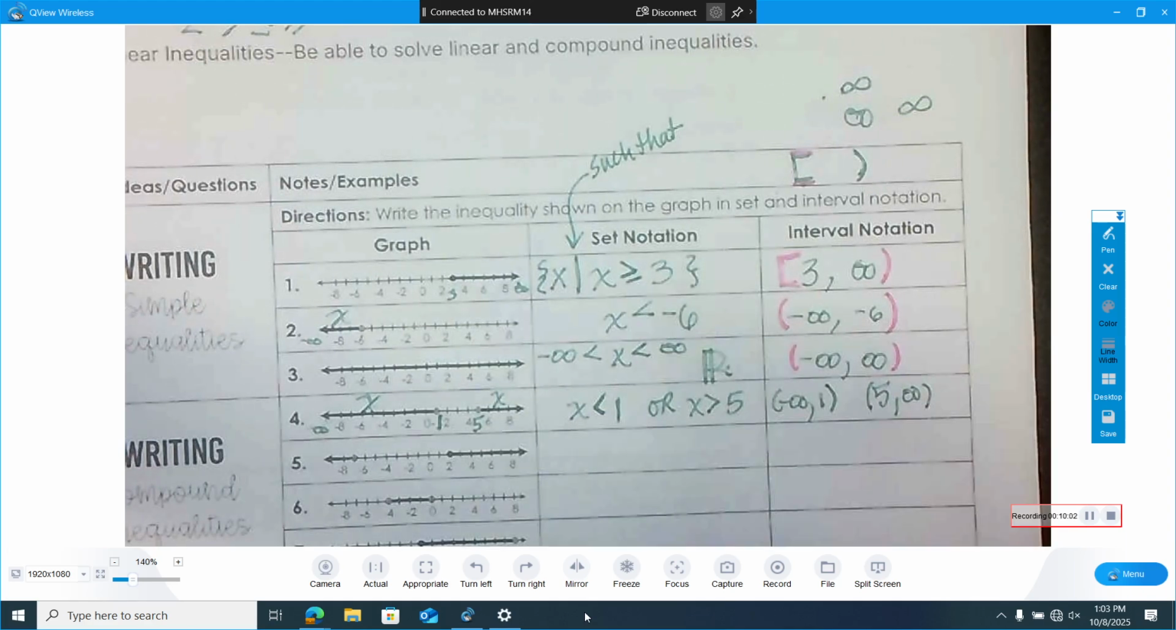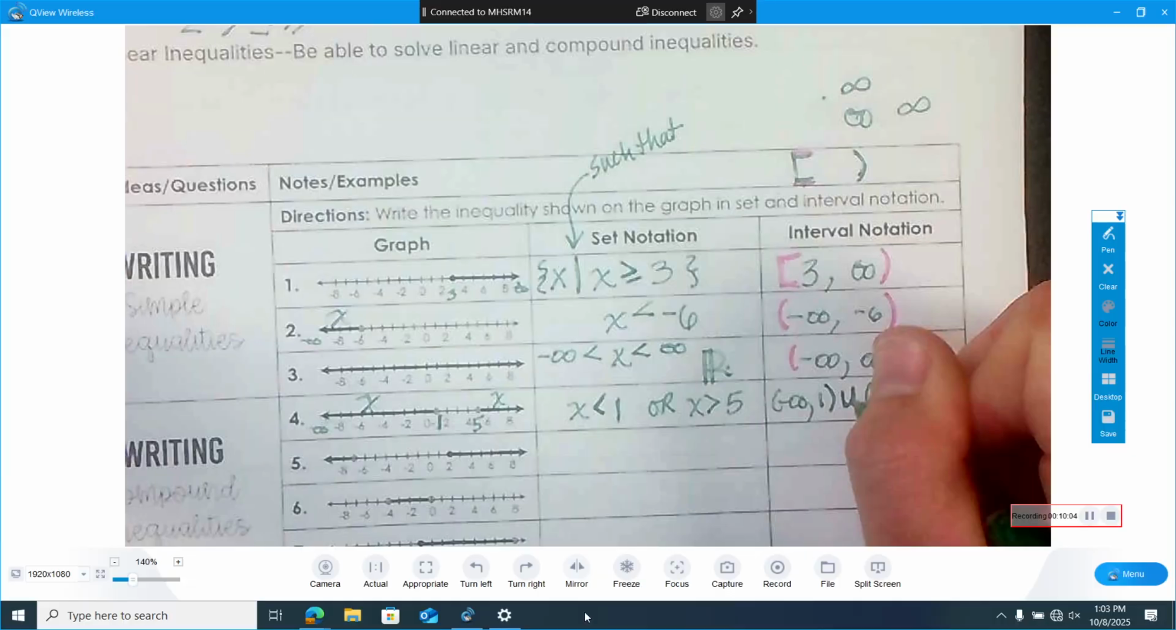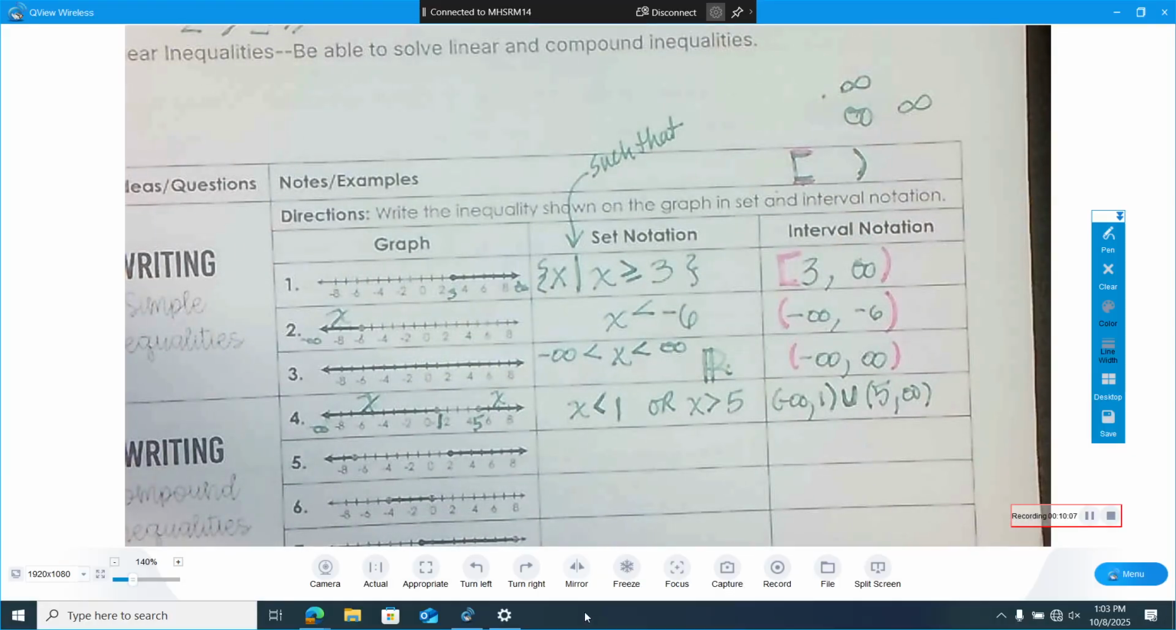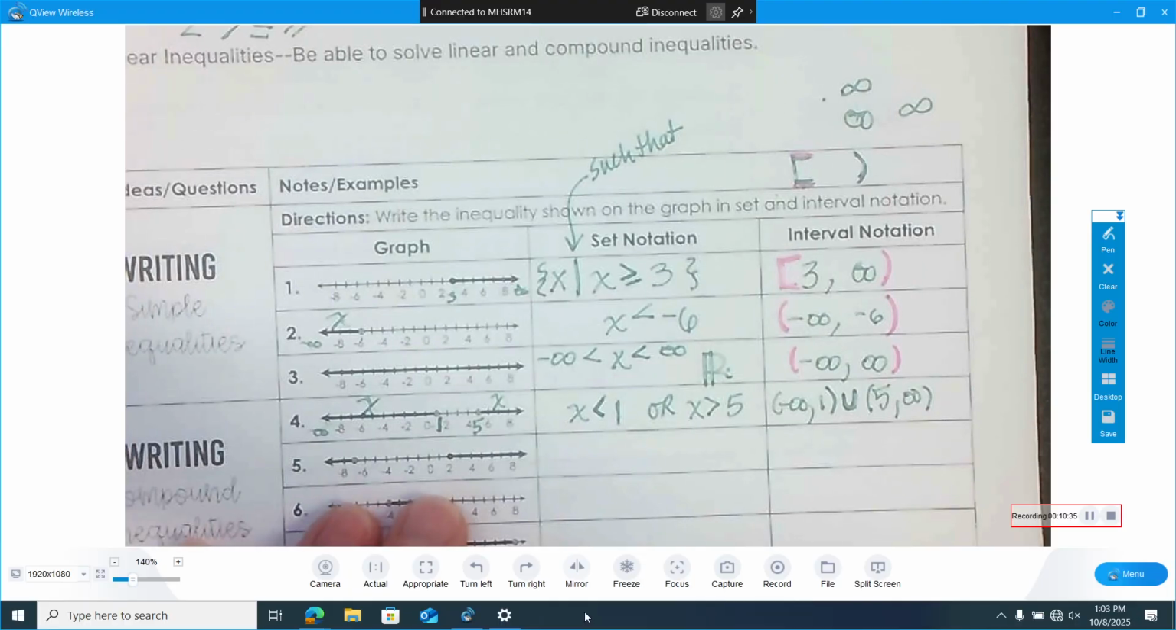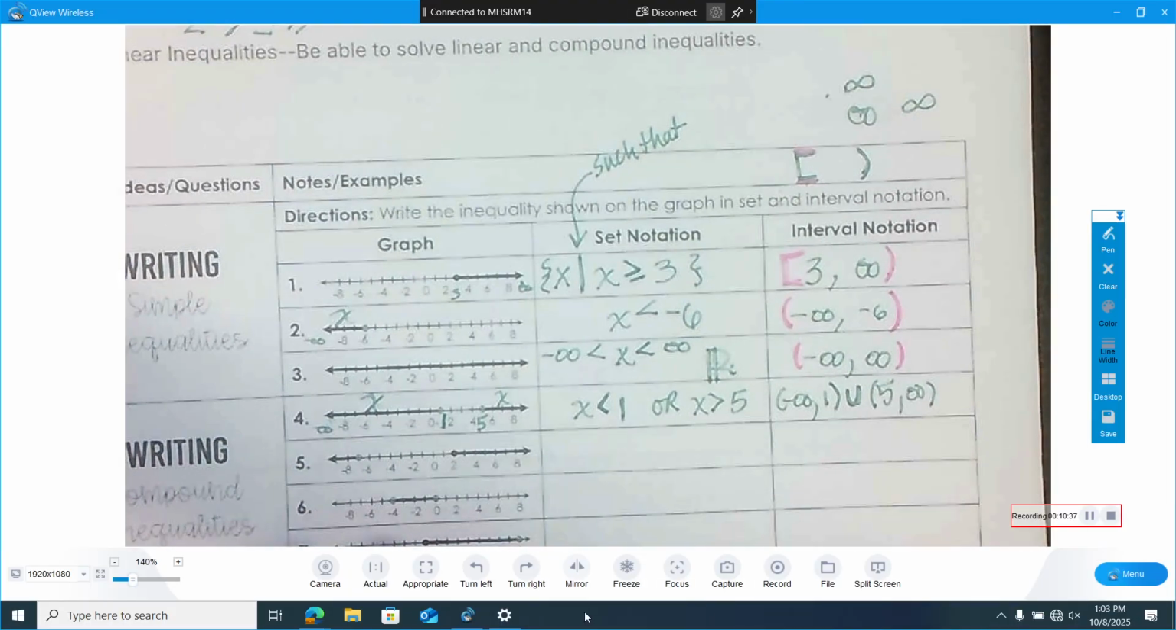Union. Did you say union? Yeah. So union. It's a U. It's a big U. It means union. Okay. It means we're putting these two things together. So our solutions could come from this one, but it unifies with this one. So either of these two groups of numbers will work. So that's called the union. And so when we have more than one set, we have to union them all together. So they're all included. Okay. All right. So on, let's do number 5.